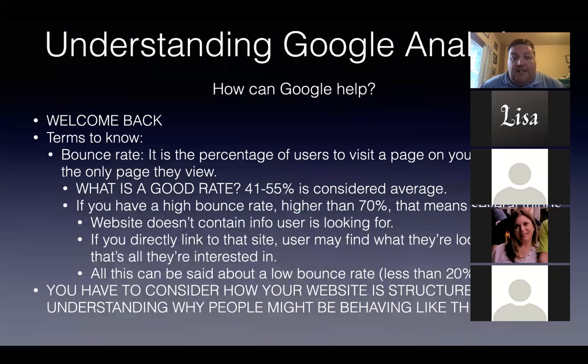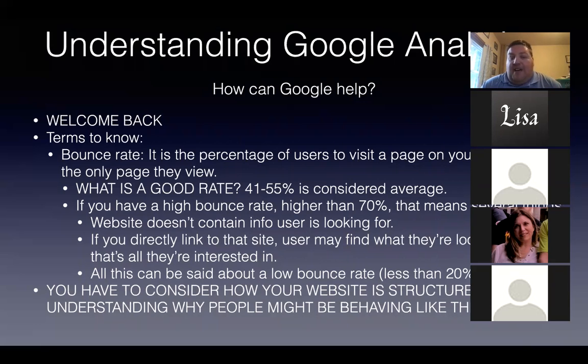All right, so we're back to that page and how Google can help in terms of some of the terms that we threw at you earlier. So again, bounce rate is the percentage of users who visit a page on your site and that's the only page they view. Now, what is a good rate? 41 to 55% is considered, in most cases, a good average.